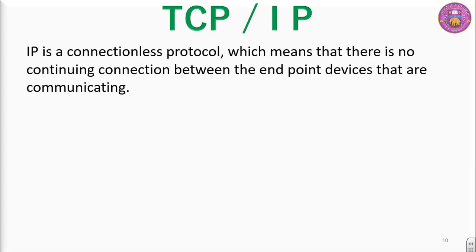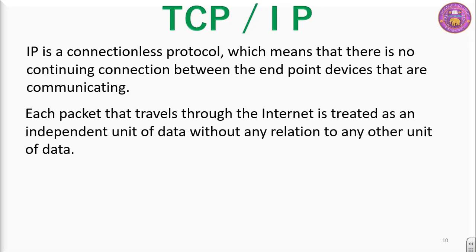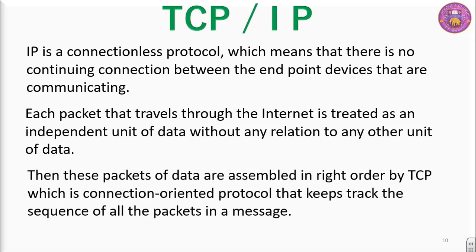IP is a connectionless protocol, which means there is no continuing connection between the endpoint devices that are communicating. Each packet that travels through the internet is treated as an independent unit of data without any relation to any other unit of data. Then these packets of data are assembled in right order by TCP, which is a connection-oriented protocol that keeps track of the sequence of all the packets in a message.